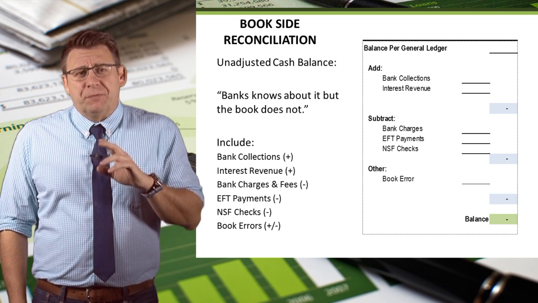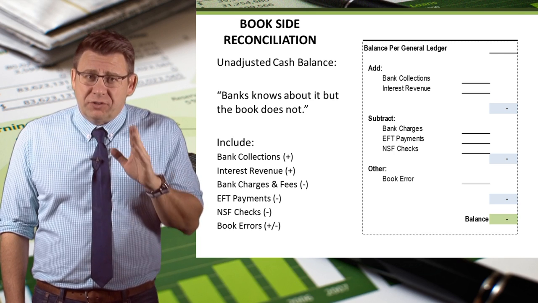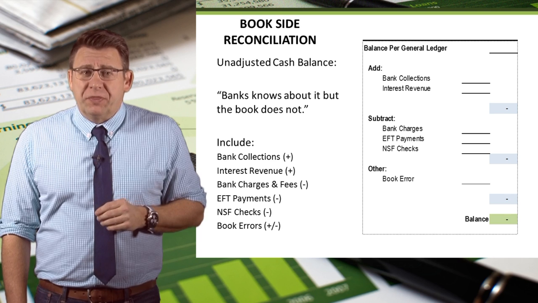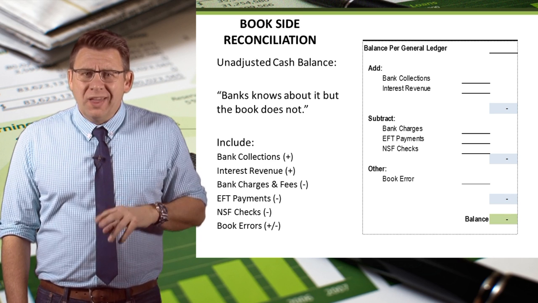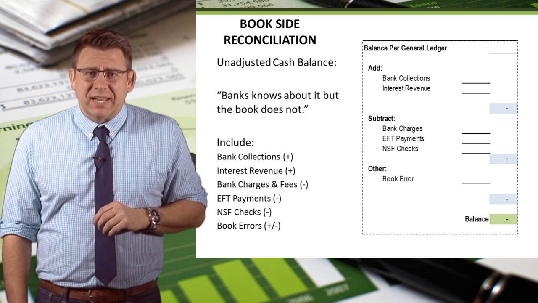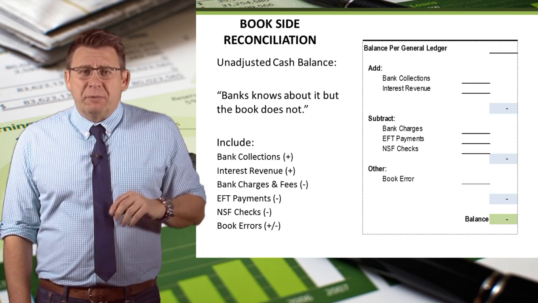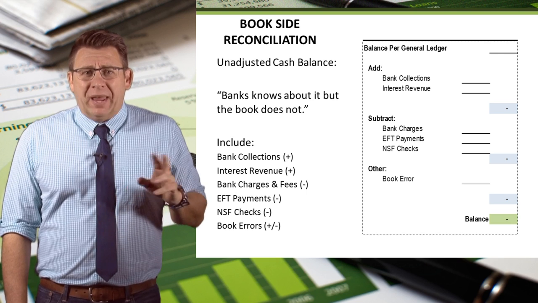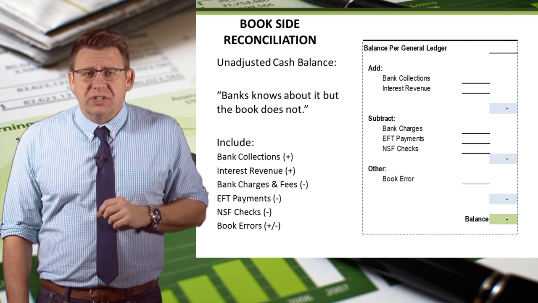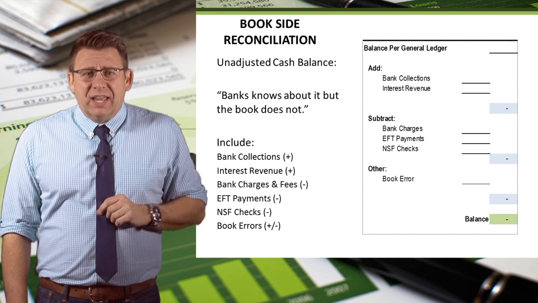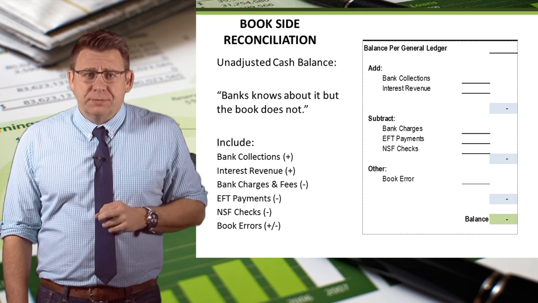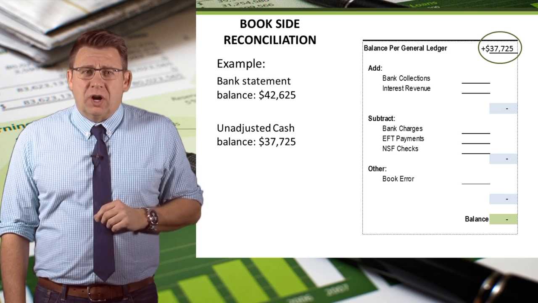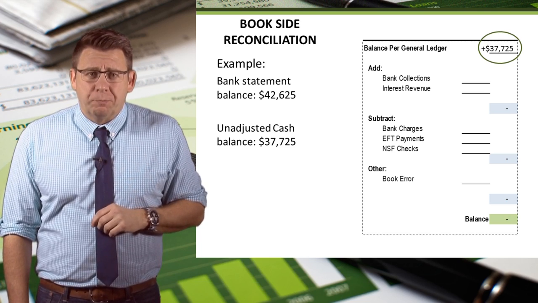To determine if something reconciles the book side, I often think of it in these terms. It is stuff the bank knows about, but the book does not. There are many items that can reconcile the book side. Some of the more common items include bank collections, interest revenue, bank fees and service charges, EFT payments, NSF checks, and book errors. So to start, let's enter the book balance into our book side reconciliation form.